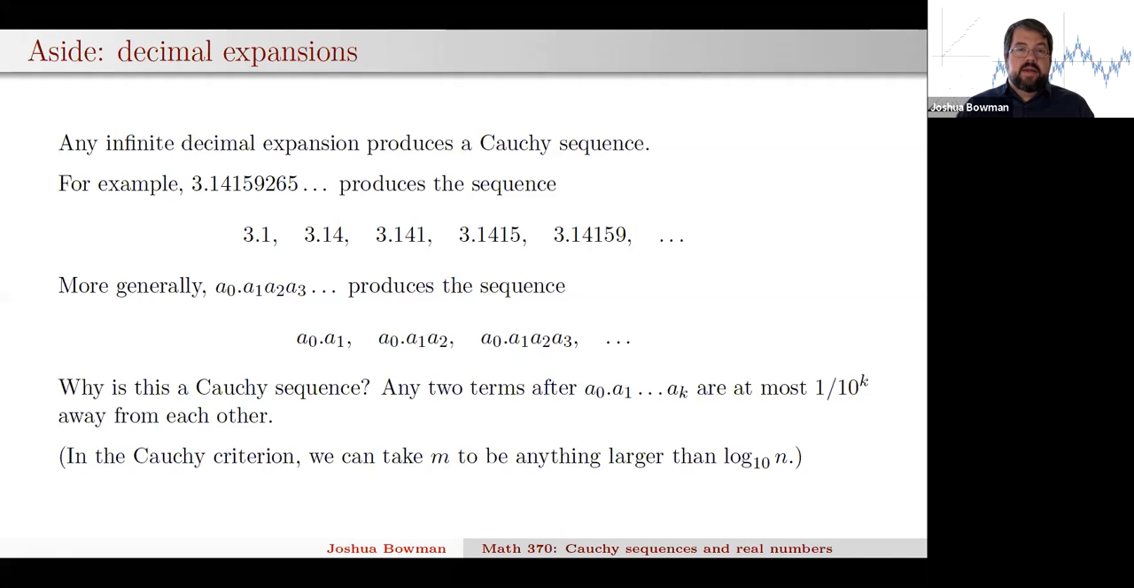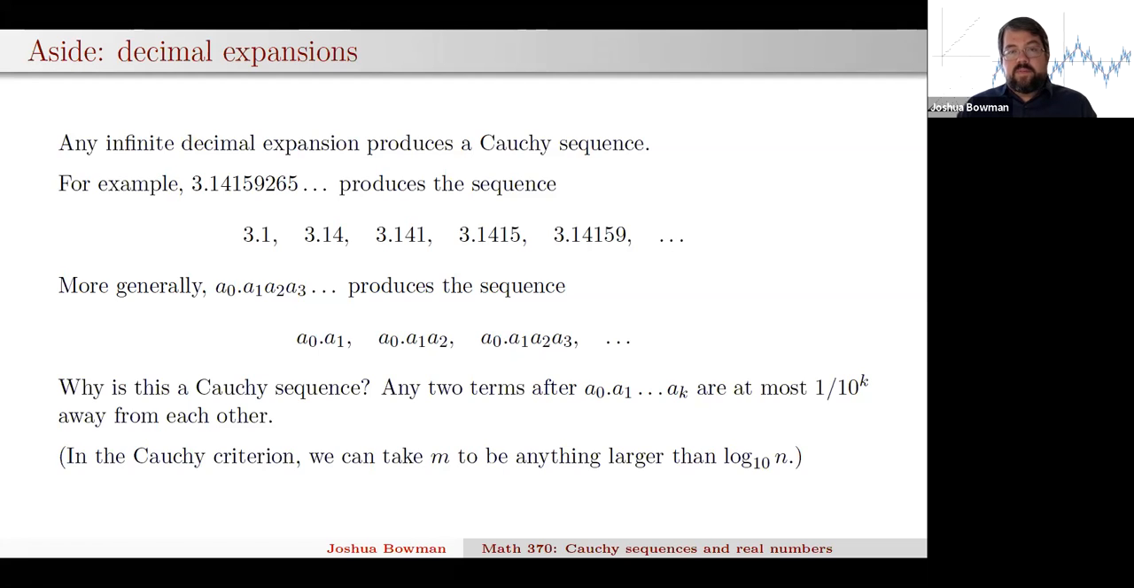If we take a decimal expansion such as 3.14159265, the decimal expansion for pi, that will produce a sequence that starts out 3.1, 3.14, 3.141, 3.1415, and so on. Each of these is a rational number. It can be written as some integer divided by a power of 10. And more generally, the decimal expansion a0.a1a2a3 will give a sequence that starts out a0.a1, a0.a1a2, and so on. So the question then to ask is, why is this a Cauchy sequence?